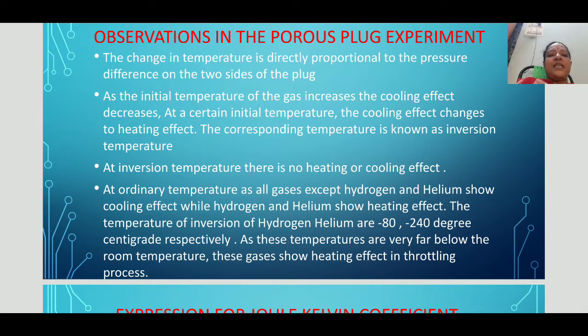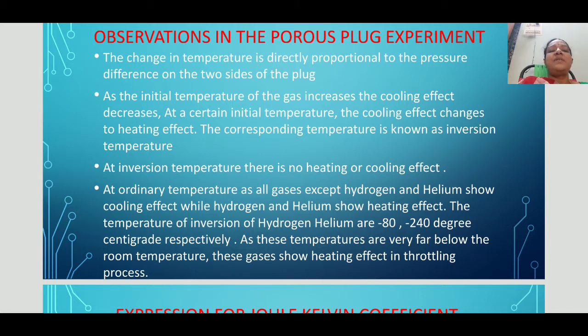Similarly, experiments reveal that at ordinary temperatures, all gases except hydrogen and helium show a cooling effect. Only these two gases, hydrogen and helium, show a heating effect, because the inversion temperatures of hydrogen and helium are minus 80 degrees centigrade and minus 240 degrees centigrade. These are very far from room temperature. For this reason, the gases show a heating effect after the throttling process.